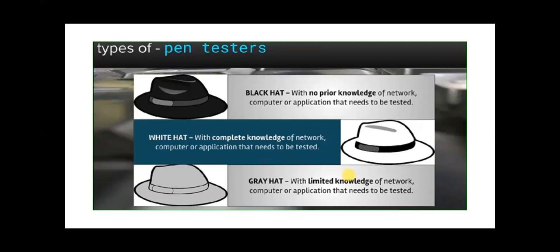We have white hat hackers, with complete knowledge of the networks, computers, or applications that need to be tested. The white hat hackers have full knowledge of what needs to be tested: what the protocols are, what the OSI layers are, what the application code and programming are, with different loops in the programming. Suppose SDN, software-defined networking, is implemented in the company, along with the networking devices. What are the different APIs working at the back end? How do you want to compromise the APIs at the back end, right?